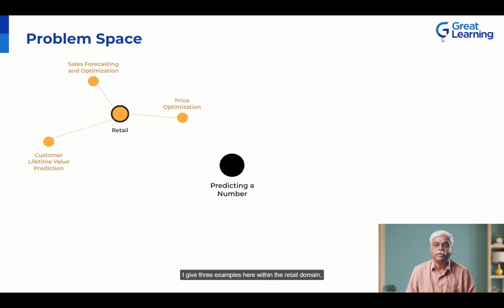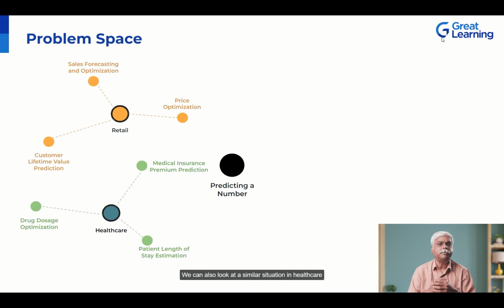I gave 3 examples here within the retail domain, which is to say, can we understand our customers and predict their behavior? Therefore, can we look at what we might be able to sell to them? But can we also look at what are the valid prices that are available in order to do this kind of sales optimization? Now, this particular situation is not unique to, let's say, the retail domain.